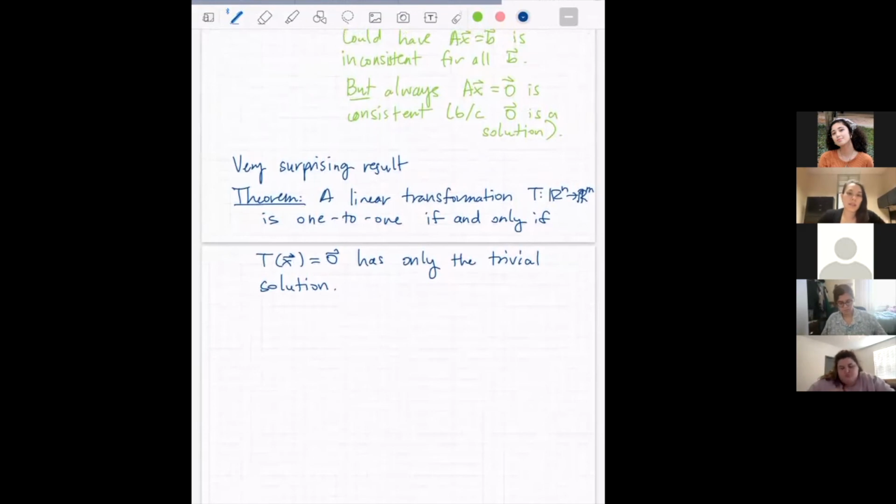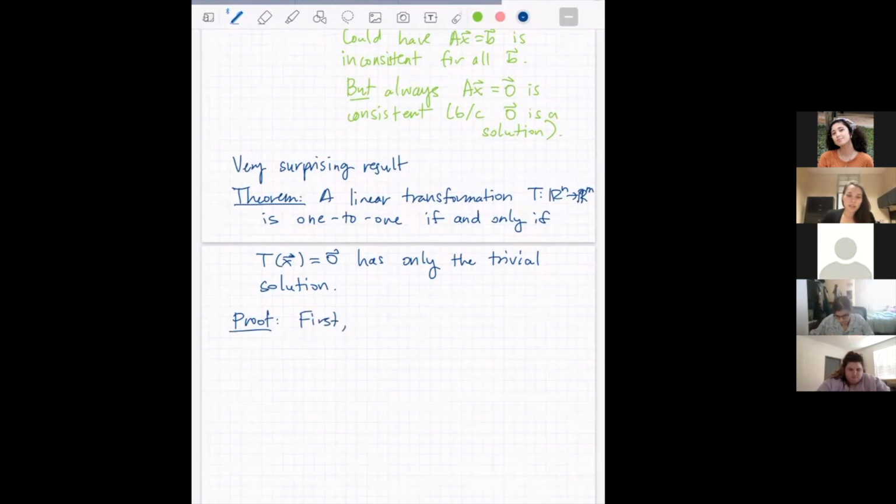So this is really surprising because just from the definition, we would need to check that T of X equals B has at most one solution or none for every B, right? We would need to check it for everything. But this says that we only need to check it for one vector B, right? And it's just the 0 vector. So it's a very powerful result, right? We have to do a lot less work to check if a function is one-to-one. So we can go ahead and prove this. Do I have enough time? I'm going to try. Okay.